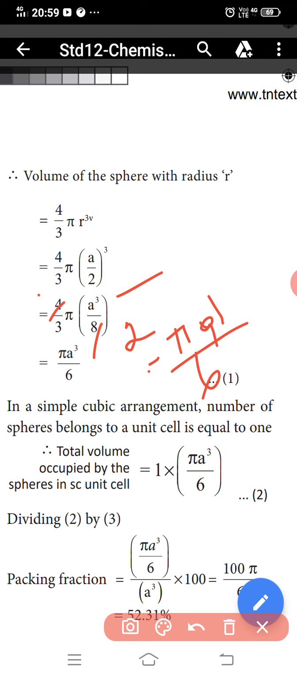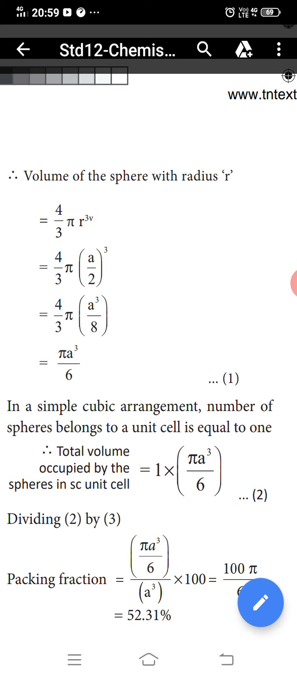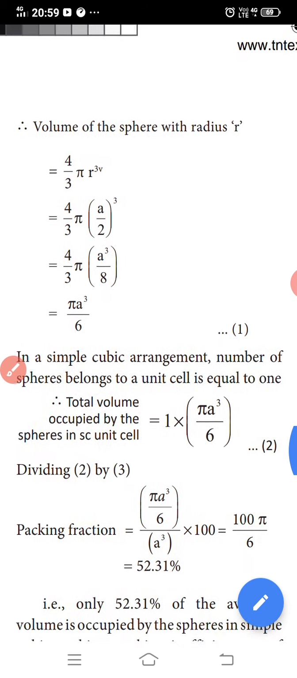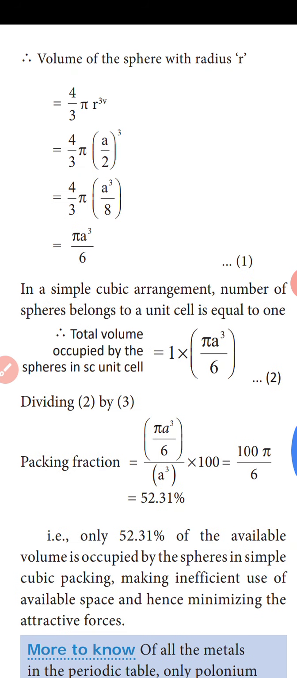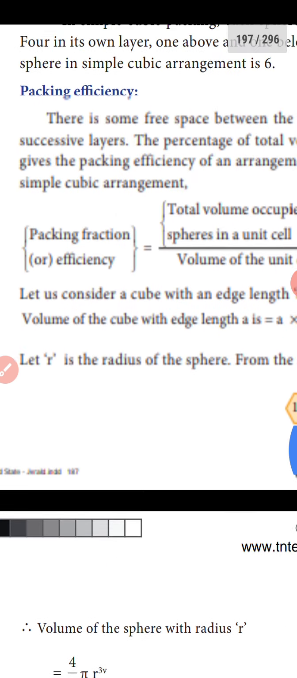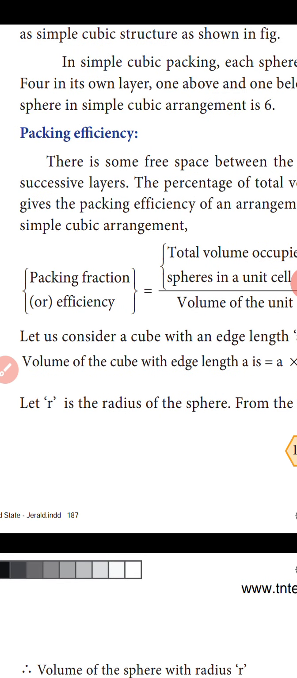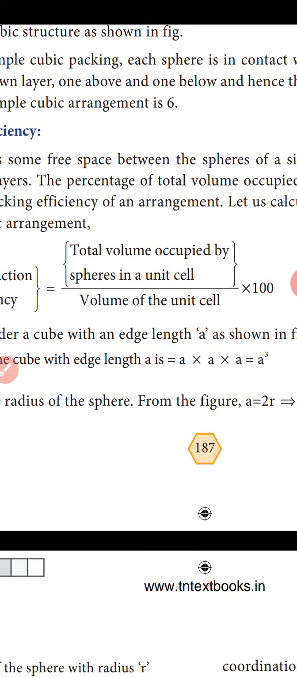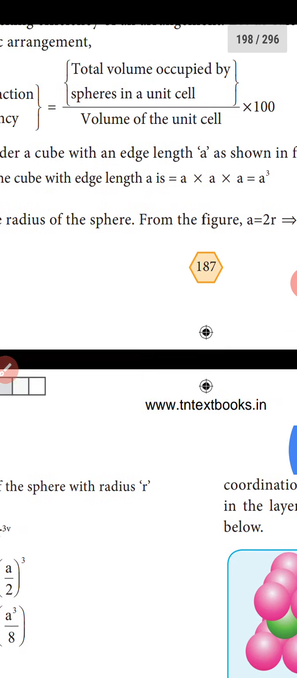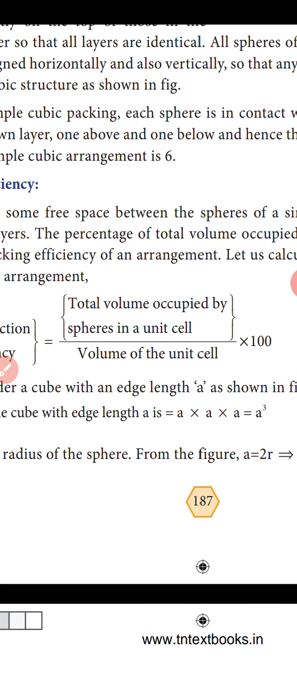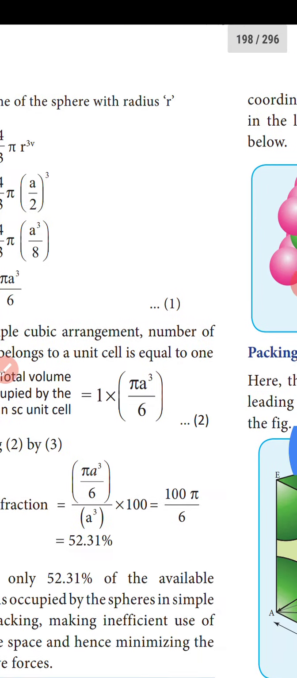In the simple cubic arrangement, the number of spheres belonging to the unit cell is equal to 1. So this is the volume formula. So the total volume occupied by the spheres in the simple unit cell. This is the packing fraction efficiency formula, very important: the total volume occupied by spheres in a unit cell divided by the volume of the unit cell, into 100. Now apply this formula and calculate the total volume occupied by spheres in a unit cell.